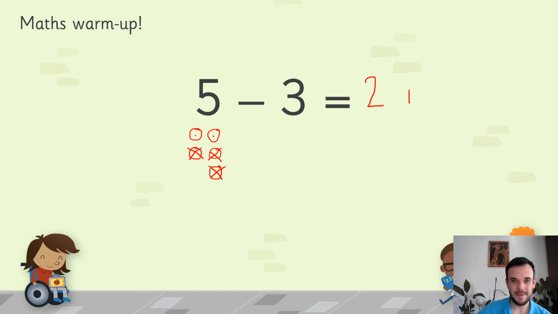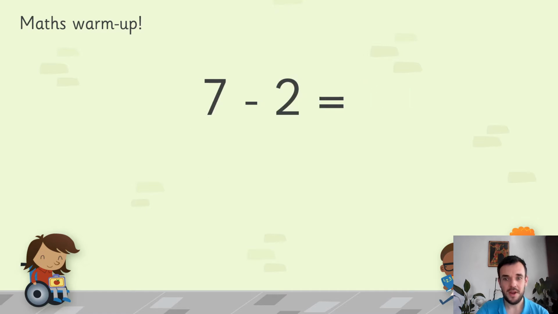Give yourselves a big tick. That's a nice easy one to begin with. If you had trouble with that, go back and have another go. I know you can get it next time. Let's have a look at the next one. The next question is 7 take away 2 equals. Pause the video and come back when you have an answer.